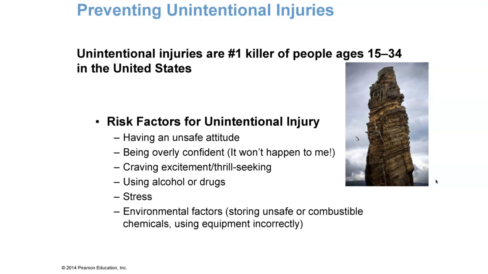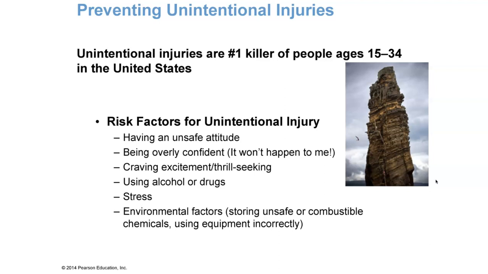Second, being overly confident: it won't happen to me. A lot of times with people in this age group, 15, even sometimes younger, up to 34, they have this idea that they're invincible, that they're a good person, no matter what they do, they've got a long life ahead of them. And sometimes they don't realize that what they are doing is putting themselves at risk. Craving excitement and thrill seeking, these are those adrenaline junkies always wanting to push the limits.